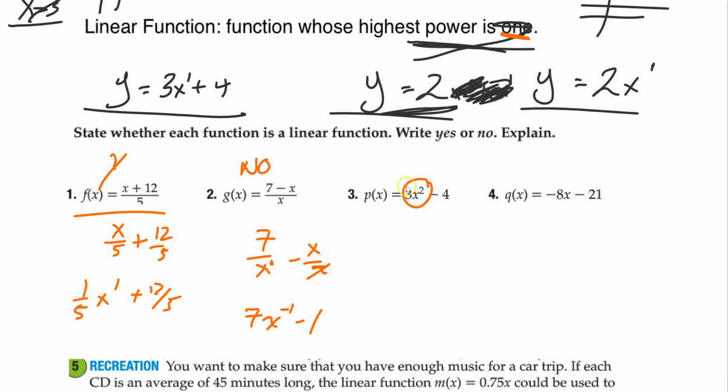This one, the highest power is 2, so no. The highest power here is 1, so yes. So the only tricky one was that one, right? If it's the first power on the bottom, that doesn't count. It has to be on top.